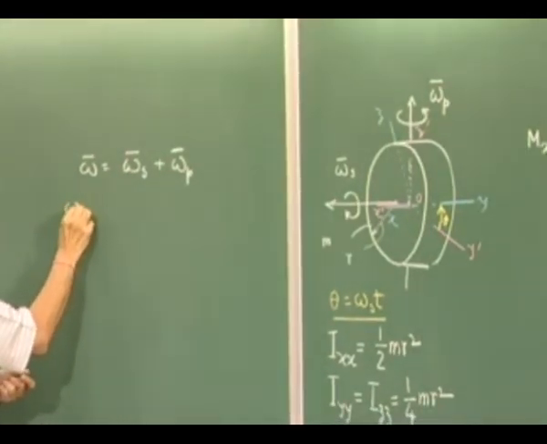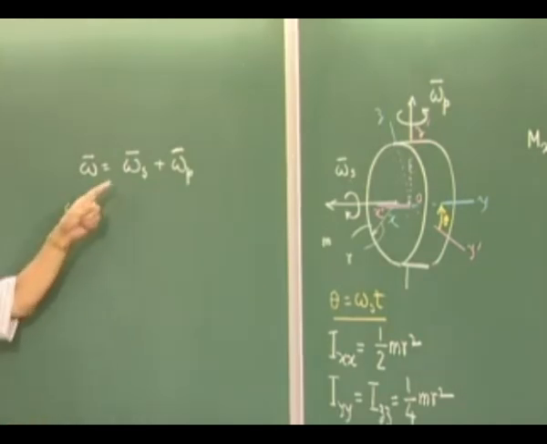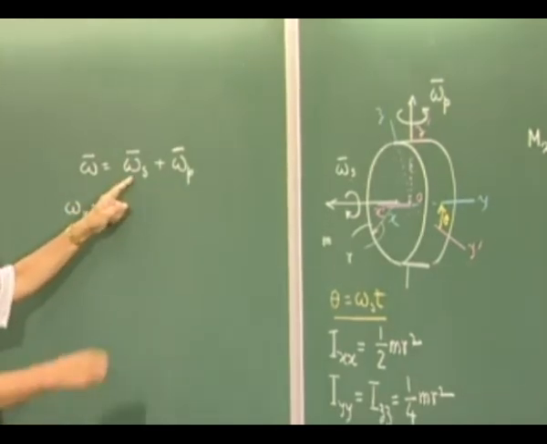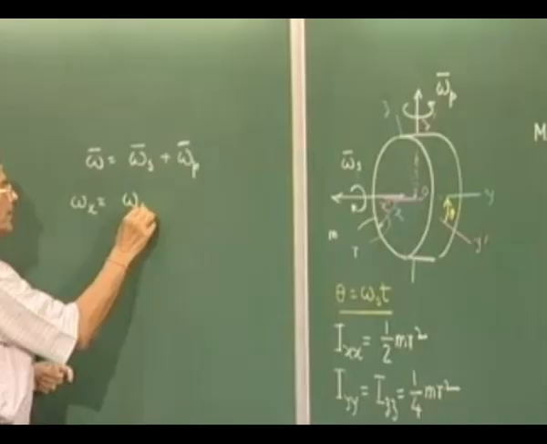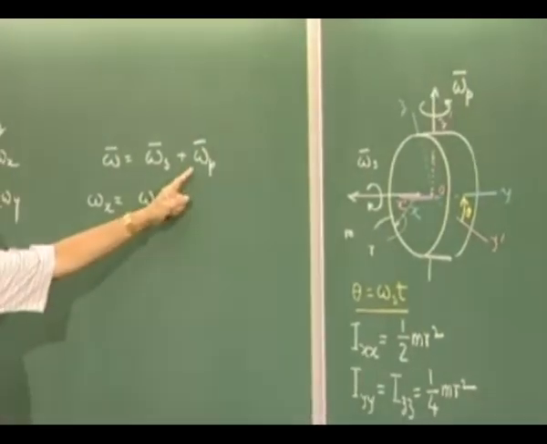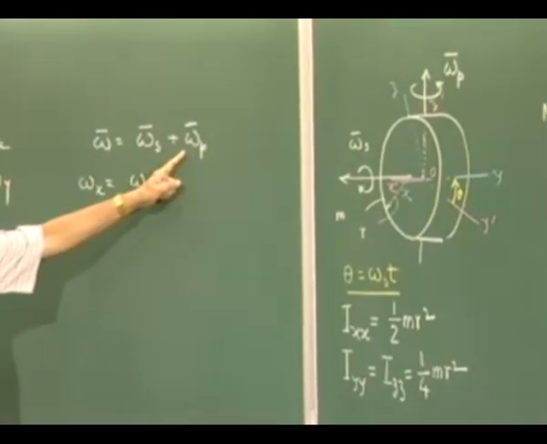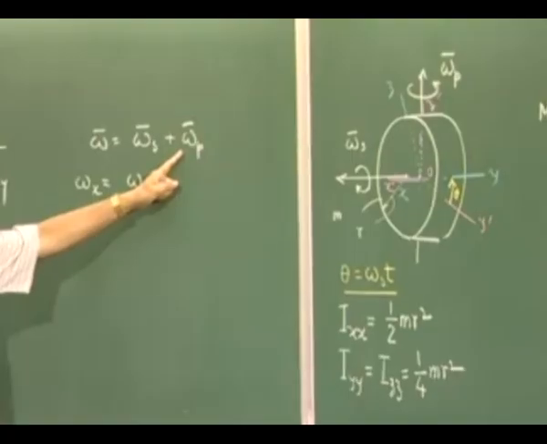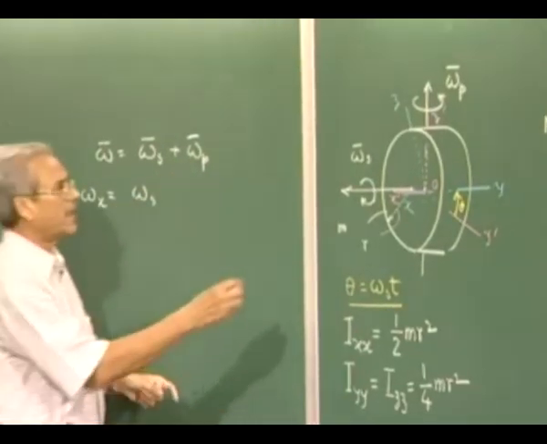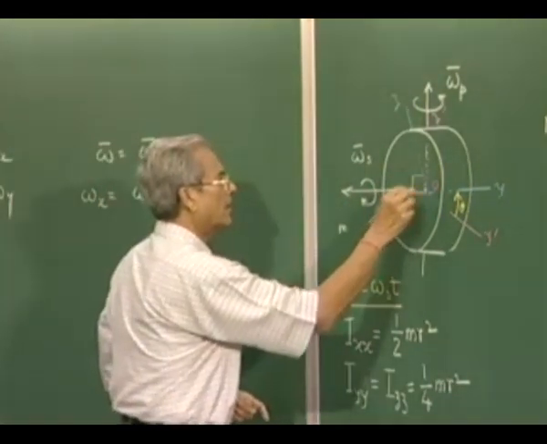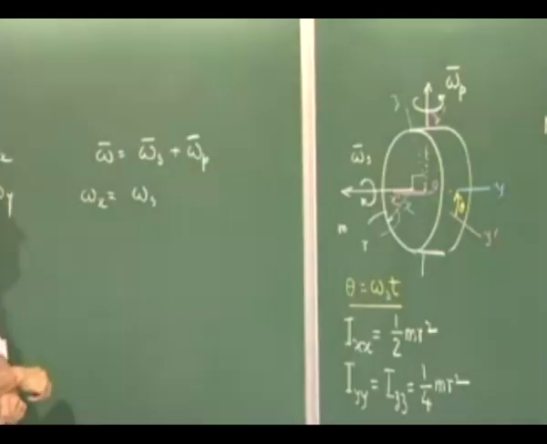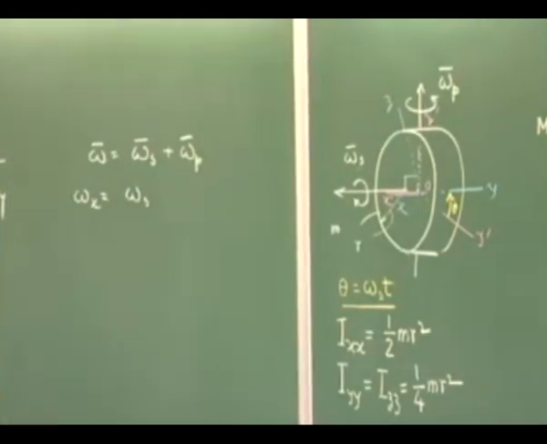What will be omega x? It will be the x component of omega s, which is omega s itself, plus the x component of omega p. Now since omega p is always at right angles to this, it will be 0. So omega x is omega s.